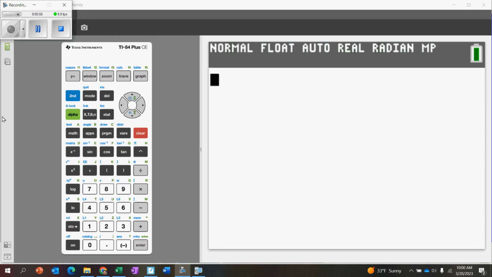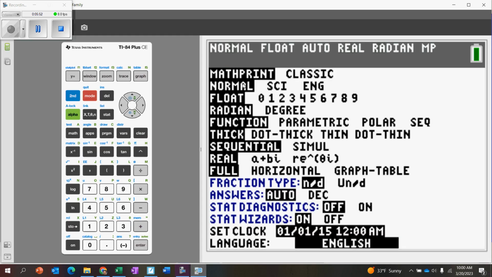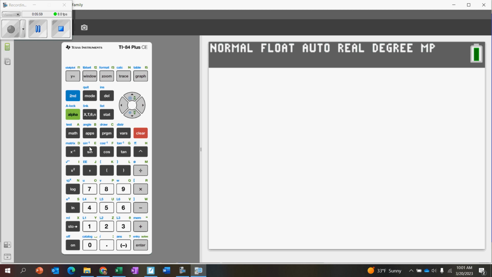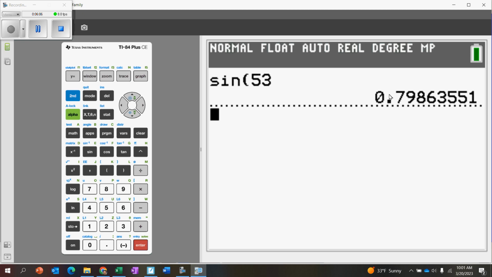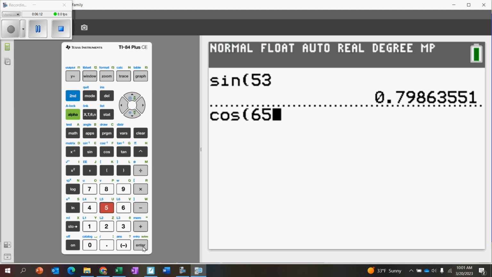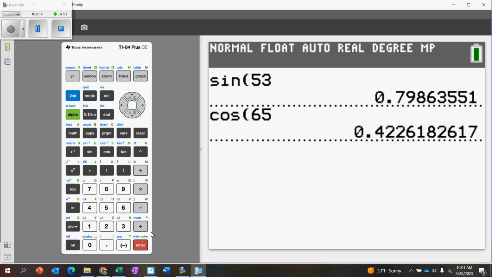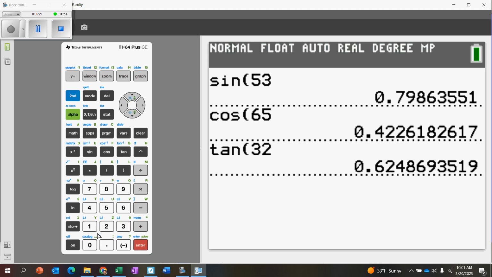All right, I'm going to pull up a calculator for us. So this is a graphing calculator, so I'd have to make sure my mode was in degree mode. Notice how it says radian right now, so I'm going to go over to degree. And now I have my buttons sine, cosine, and tangent right here. So if I hit sine and then 53, I got 0.7986, and I said that was 0.799. If I did cosine of 65, that was 0.423. And if I did tangent of 32, that was our 0.625.